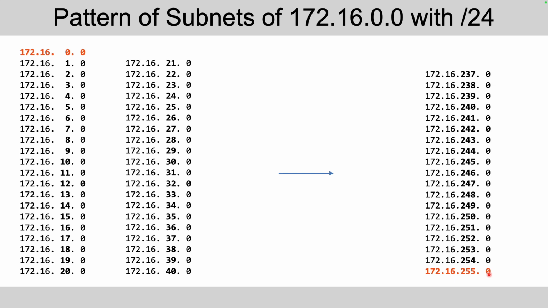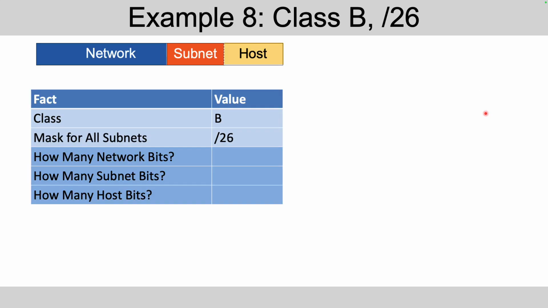Turns out the number that ends in 0 is reserved in each subnet, and the number that would end in 255 in this case would be reserved in each subnet, leaving 254 addresses per subnet. All right, back to more examples.